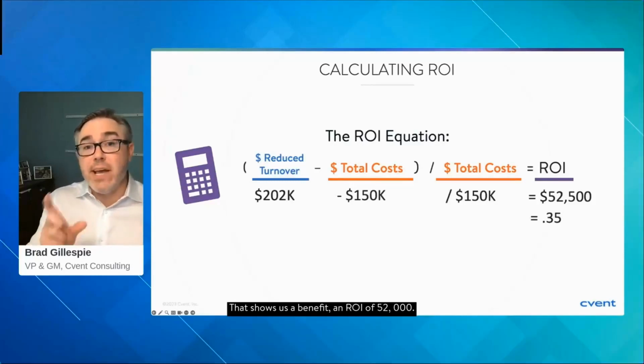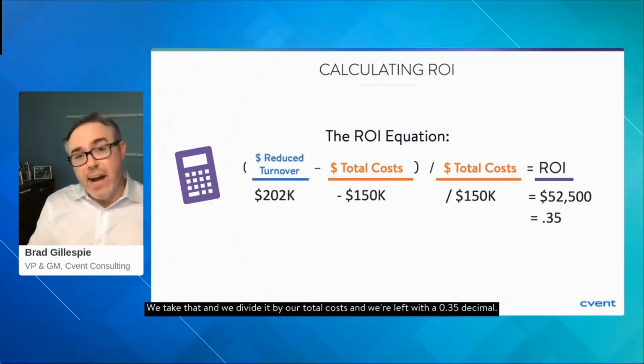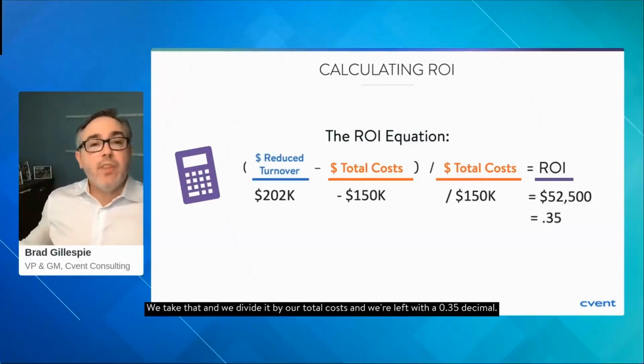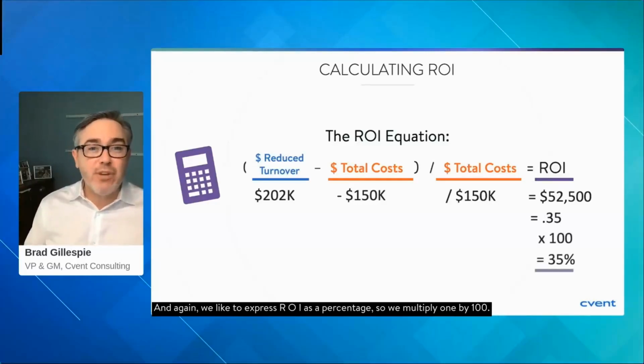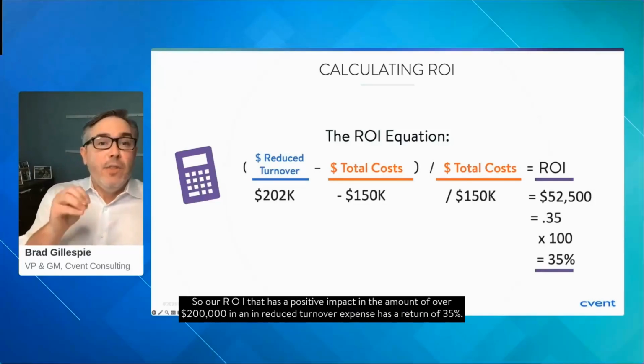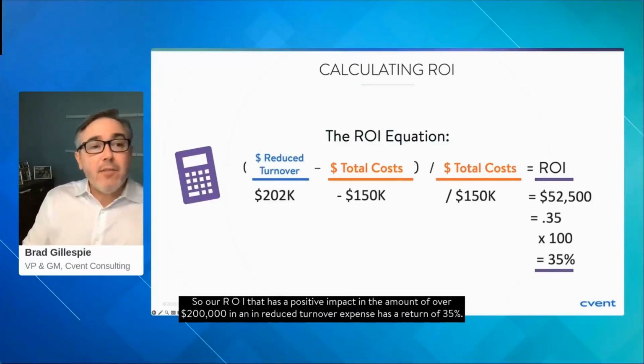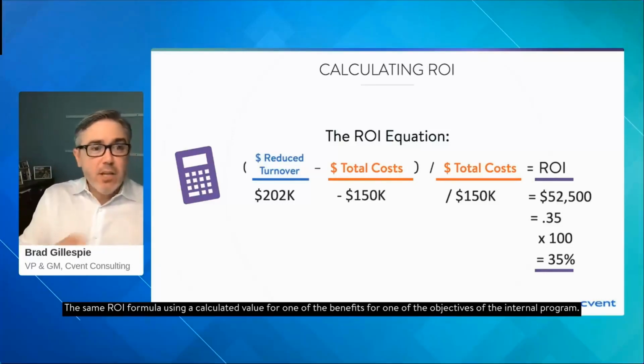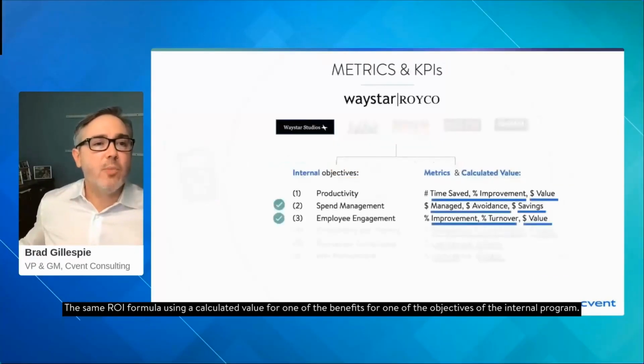That shows us a benefit, an ROI of 52,500. We take that and we divide it by our total costs, and we're left with a 0.35 decimal. And again, we like to express ROI as a percentage, so we multiply by 100. So our ROI that has a positive impact in the amount of over $200,000 in reduced turnover expense has a return of 35%. The same ROI formula using a calculated value for one of the benefits for one of the objectives of the internal program.